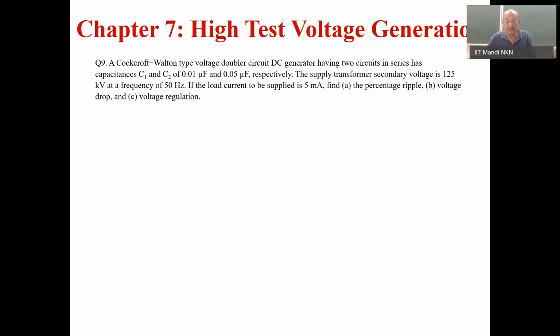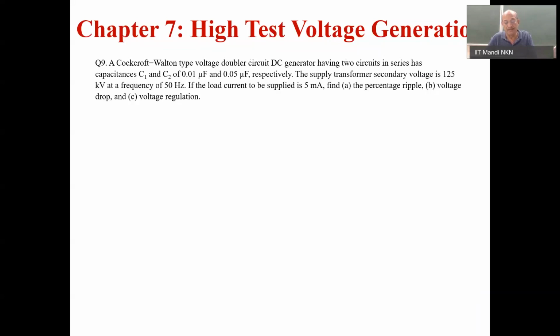The values of the charging and smoothing capacitors are given as 0.1 and 0.5 microfarads. And the supply transformer secondary voltage output is 125 kV. Of course, this is the RMS value of the transformer secondary voltage at a frequency of 50 Hertz. And the load current to be supplied is of the order of 5 milliamperes.